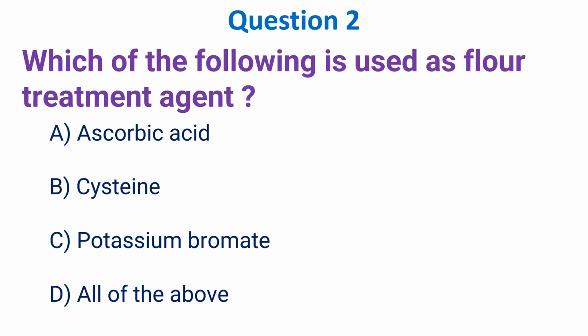Question number 2. Which of the following is used as flour treatment agent? Options are option A ascorbic acid, option B cysteine, option C potassium bromate, option D all of the above. And the correct answer is all of the above.